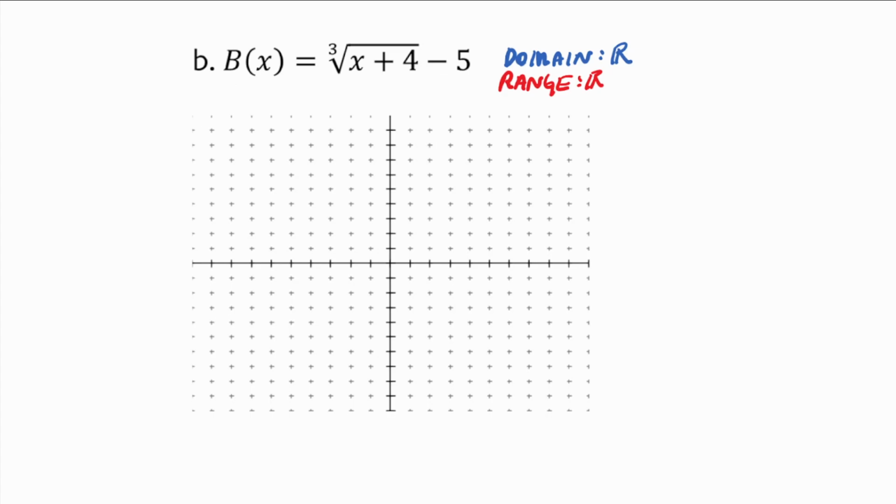Okay, so the center point, the vertex, would be where the x-coordinate would be at where x plus 4 is equal to 0. So that's going to be x equals negative 4. The y-coordinate of the center point is going to be whatever I get when I plug in negative 4 for b of x. So b of negative 4 would be the cube root of 0 minus 5, which would be negative 5. So we go over here to where x is negative 4 and y is negative 5. Okay, that's going to be kind of the center point.